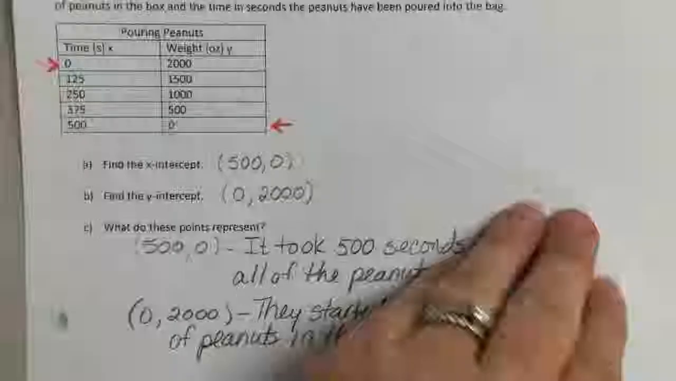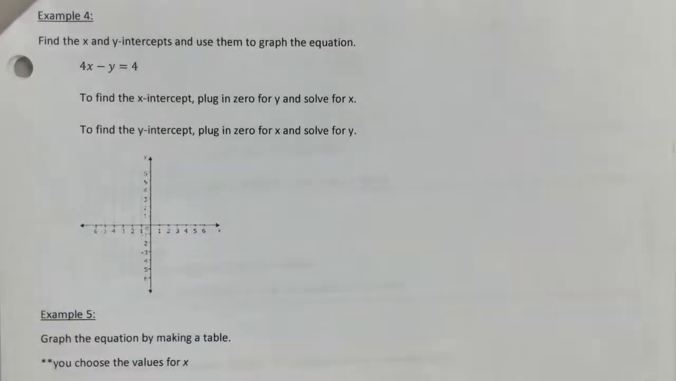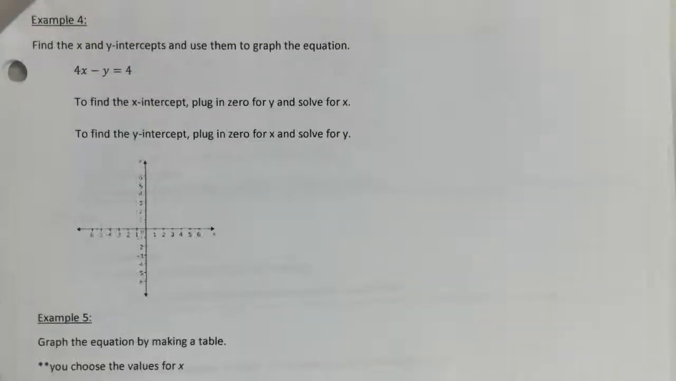Okay, let's take a look at the last page of notes. This is example 4 and 5, and what we're going to use in both of these examples is a different way to graph a linear equation. Remember, our goal in this lesson was to be able to graph an equation, and we have done that already by making a table. Now we're going to look at how to use the intercepts, and then we'll come back in example 5 and review making a table one last time.